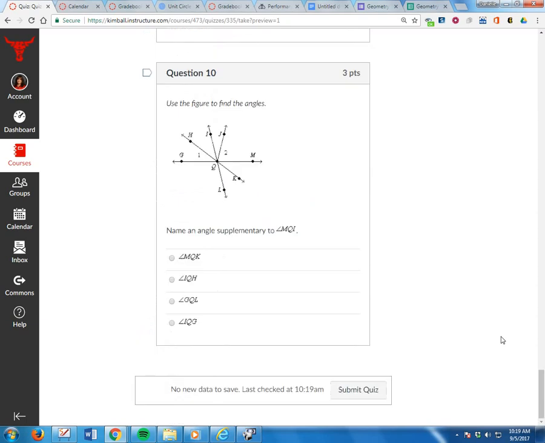Last question. Name an angle supplementary to MQI. MQI. Well, an angle supplementary would be HQG, because supplementary means add to 180. HQG. Is that a choice? No. So what do I have to start with? MQI. So if I'm going to do that one, then the other choice is LQM. Right? Oh, IQH. That's it. MQI, IQH. Those are supplementary. So there it is.